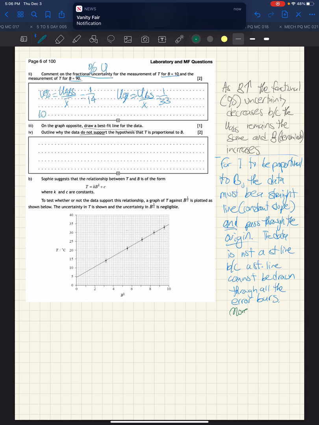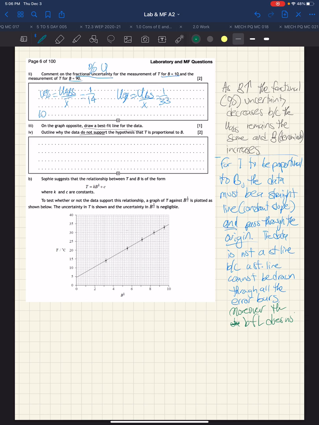Moreover, the best fit line does not pass through the origin. So T is not proportional to B because the data is not a straight line and it does not pass through the origin.